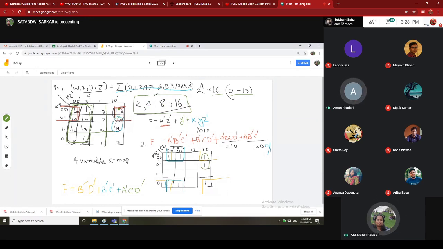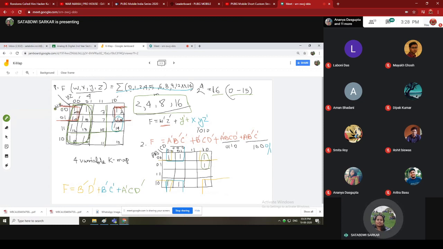Ma'am, can we group in diagonal forms? No, no, not in a diagonal form. We cannot make any such group. Either it would be column wise or row wise, but no diagonal form.